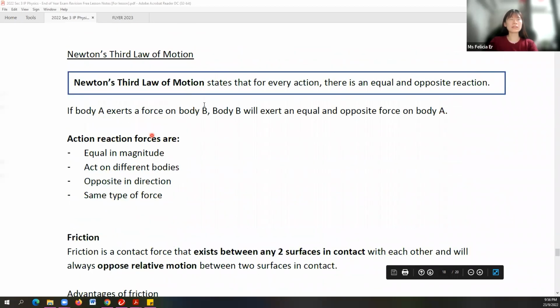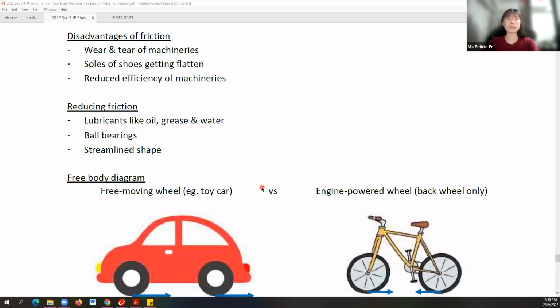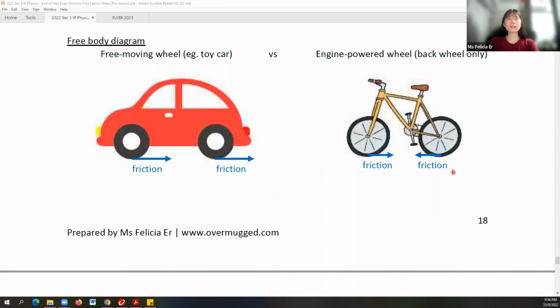All this is just notes content you can study on your own. Actually, by right, you should know by now because your exam is nearing. I just wanted to highlight this part on how to label the friction. So take note of free moving wheel versus engine powered wheel. Free moving means there is no engine inside. They'll just roll, or maybe roll down the slope on its own. But engine powered is like maybe there is a car engine or a person pedaling, then the friction will be in a different direction.